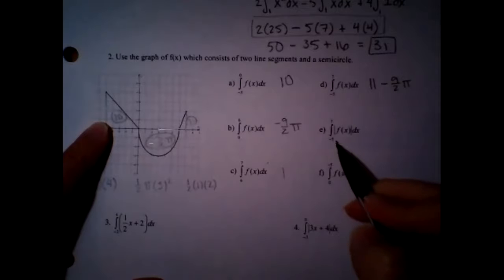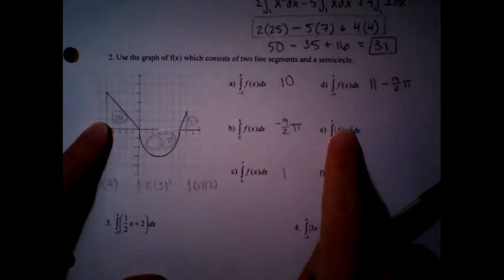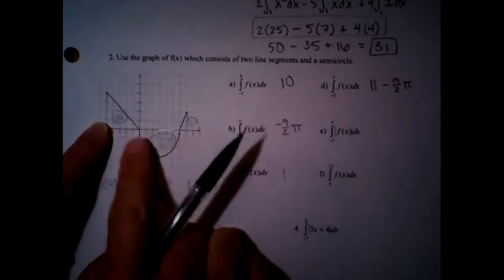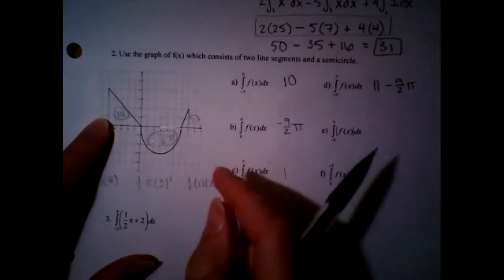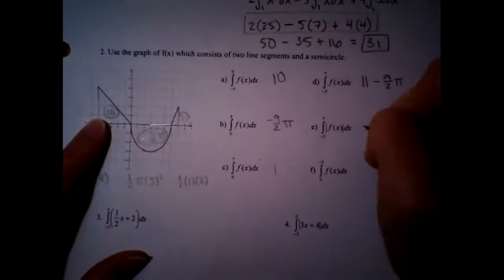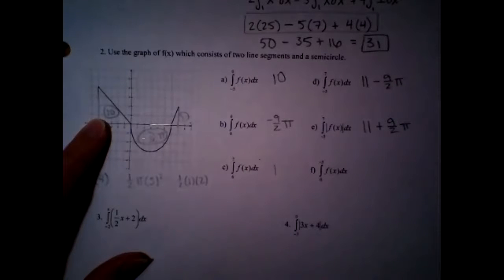And then E is also -5 to 7. The only difference is there's an absolute value around that. What that means is you're going to treat all of these like they are positive. So you're going to add them all together and just treat them all like they're positive. So that's going to be 11 plus 9/2 pi. So if there's an absolute value, you're just treating them all as though they're positive.